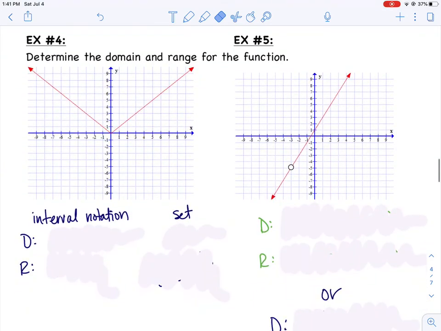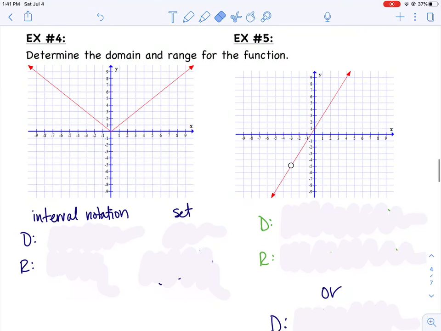Look at example 4. Example number 4 looks a little bit different because now we have arrows. Those arrows indicate that we're going to keep going and going and going. So if I'm looking at domain, remember domain is left or right. If I were following this path and I were continuing to go left, wouldn't I keep going left, up, left forever? And so I would approach -infinity, right?